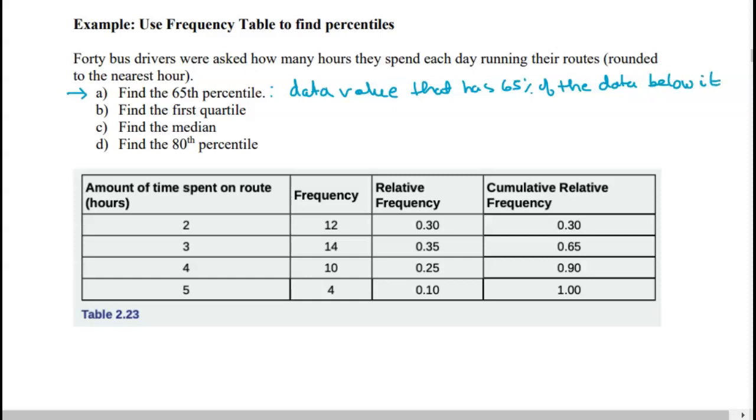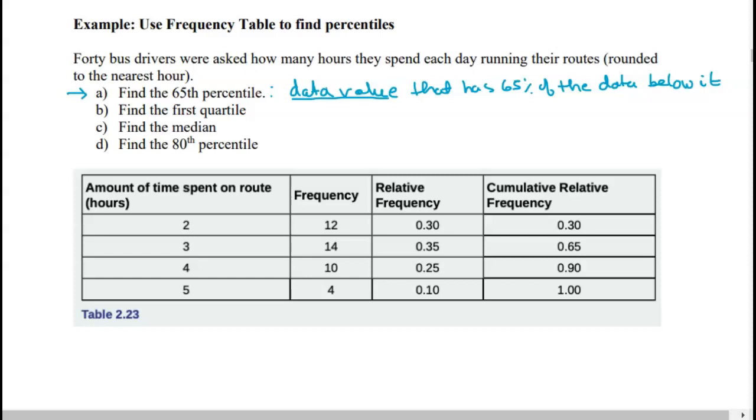Right, so we need one particular data point in our set where 65% of the data is lower than that particular data value. So that's what the 65th percentile means. A percentile is one of your data points, or if it's not exactly a data point, it's like an average between two data points. Okay?